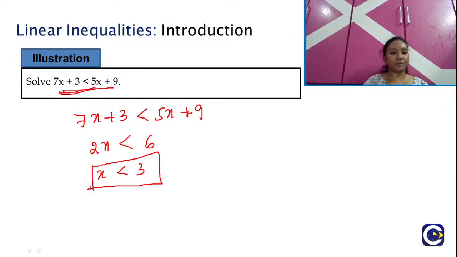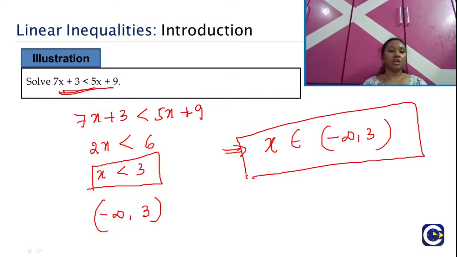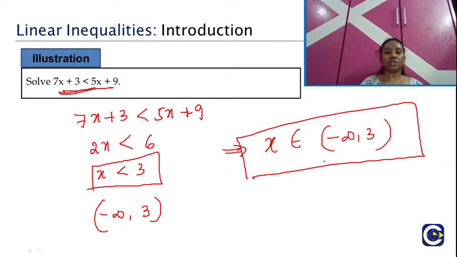Right, so how will we represent this in terms of intervals? Less than 3, so it goes from minus infinity to 3. As 3 is not equal to, that means it is not included, so open brackets. So here my solution of this inequality is x belongs to minus infinity comma 3. So we represent the solution of inequalities using intervals. You can observe which kind of interval this is. This is our open interval.